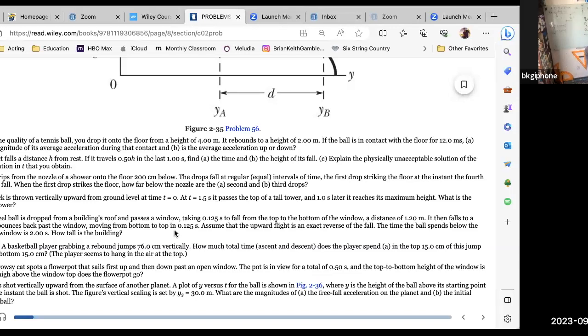So right there, it's an ideal situation, even if they didn't tell you a few phrases later. But yet they do tell you. They say, assume that the upward flight is an exact reverse of the fall. Well, they basically implied that with that sentence. So that's implicit information. So just by reading, you start to gather both explicit and implicit information, right?